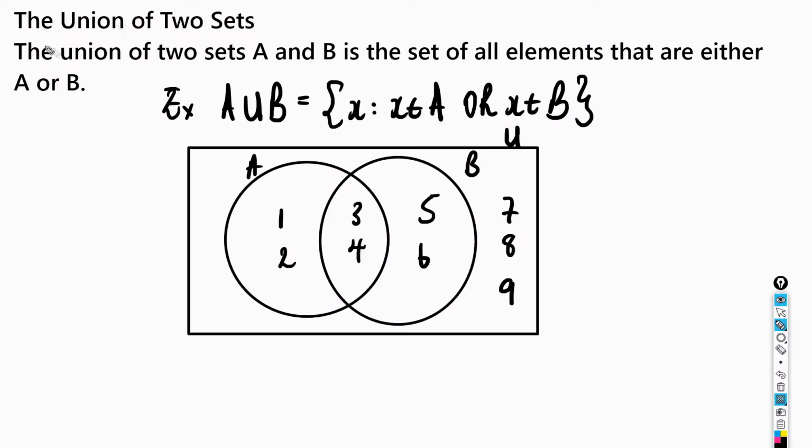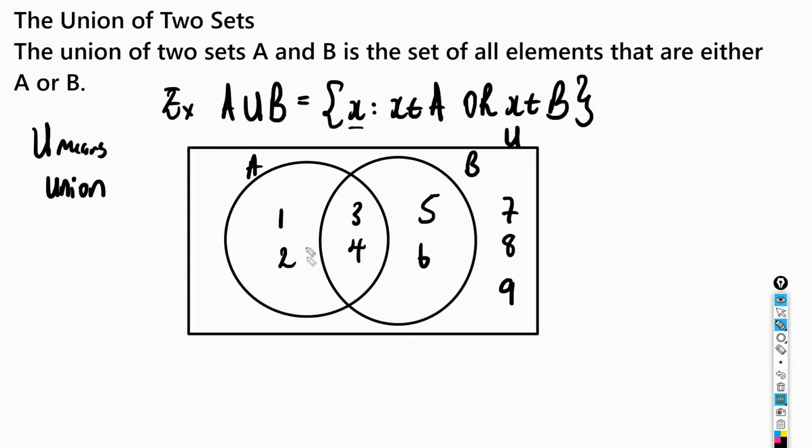All right, guys, so we're looking at another definition here, the union of two sets. It says the union of two sets A and B is a set of all elements that are either in A or in B. So A union B, this U represents union, is equal to the set of X such that X is an element of A or X is an element of B.